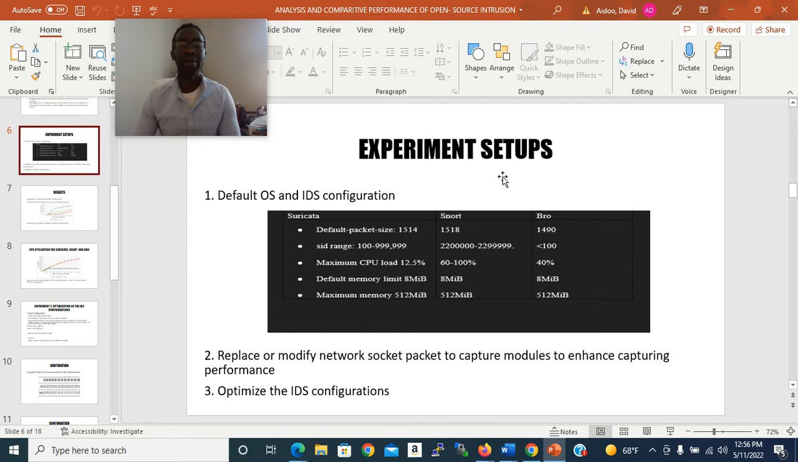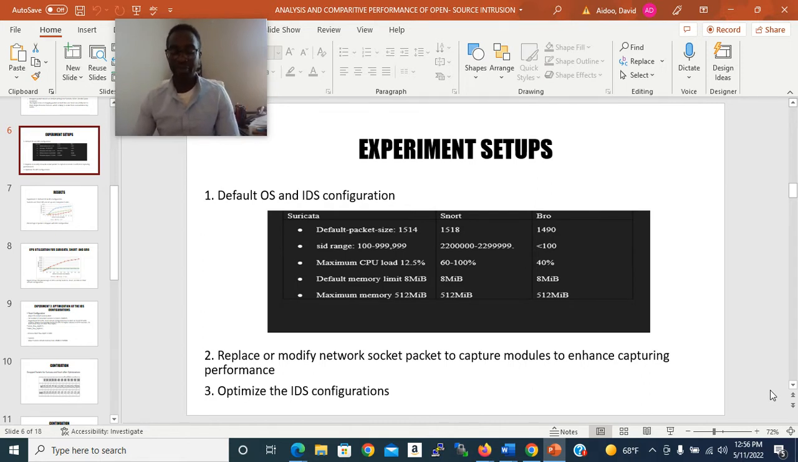For my experiment, I did three different experiments. The first one was the default OS and IDS configuration. The next experiment was that I replaced the network socket packet with capture modules to enhance capturing performance. And the third was optimizing the IDS configuration.